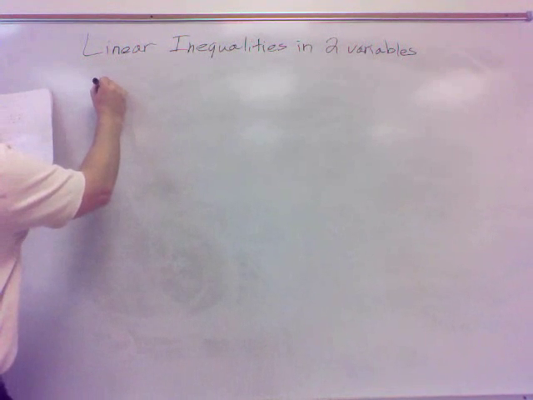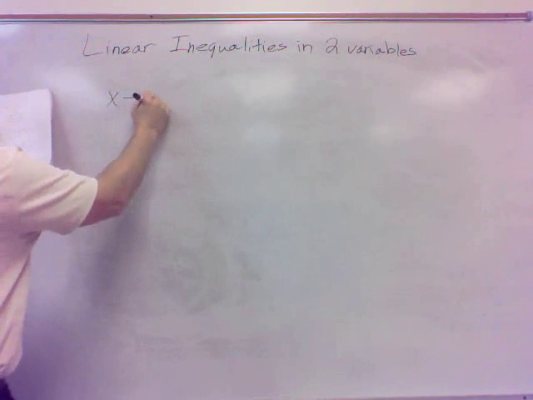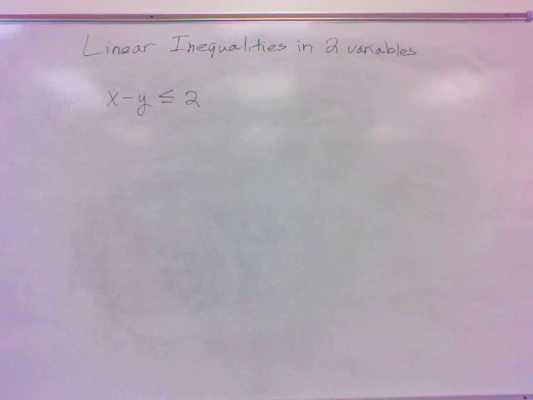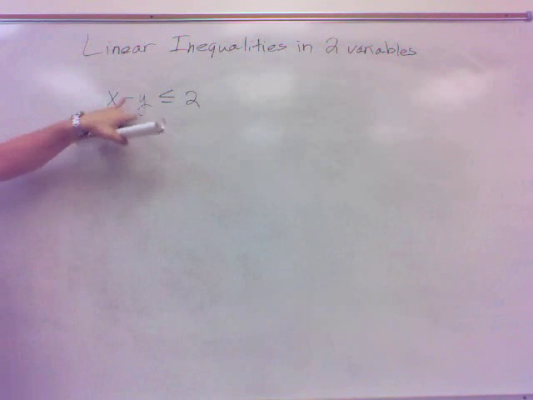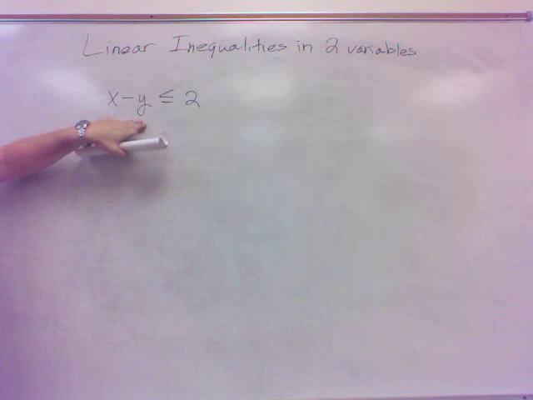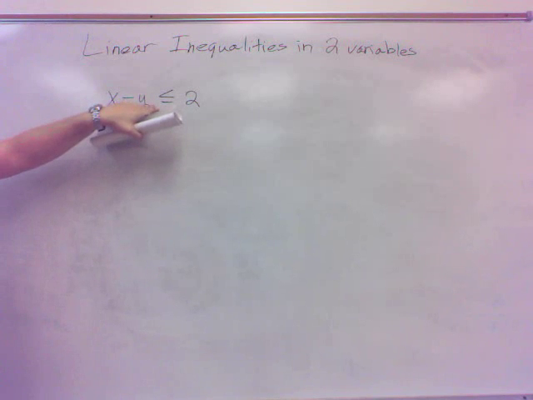Well, let me just show you one. x minus y is less than or equal to 2. Turns out this is similar to the linear equations we had previously. It's similar because it's x to the first, y to the first, and then a number over there. So this is kind of like standard form, but we have an inequality in the mix as well. Instead of an equal to, we have less than or equal to.